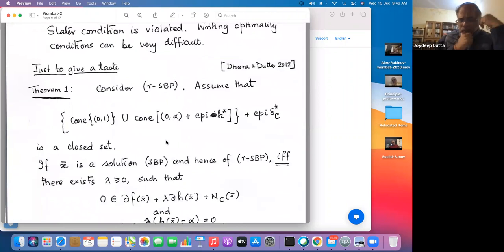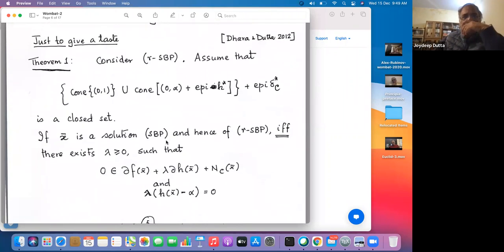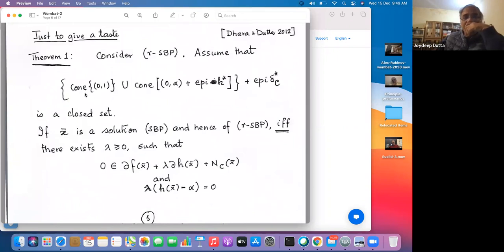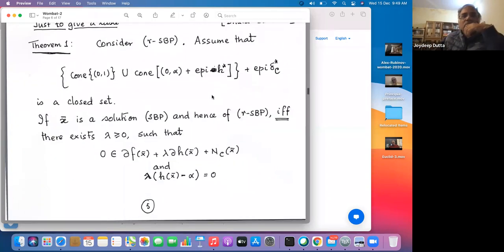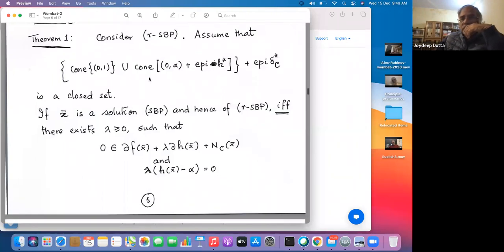So here I have a thing from my book. You have a very strange looking set, which is cone of (0, 1) union cone of (0, alpha). I cannot now remember exactly all the details that I did. So you have to assume that this is a closed set. And then for any solution of SBP and hence of RSBP, they are the same, any x bar is a solution if and only if there is a lambda greater than 0 such that this holds. Writing this is very simple, but actually trying to prove this optimality when this kind of constraint qualification is a very difficult thing.